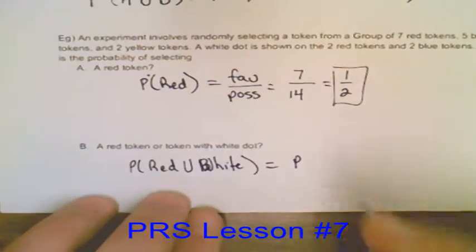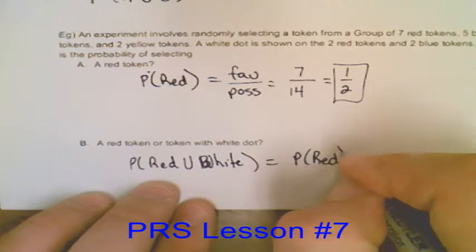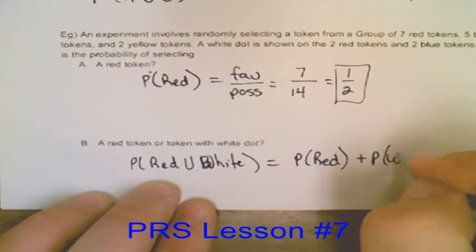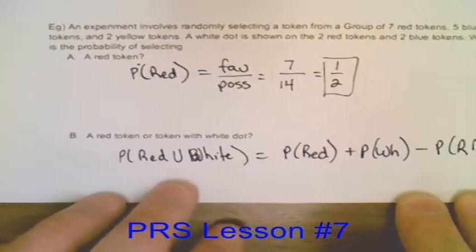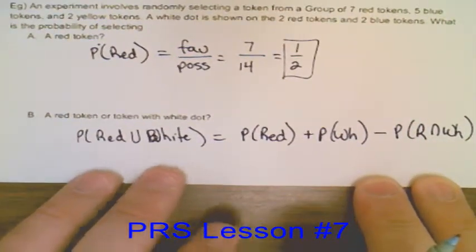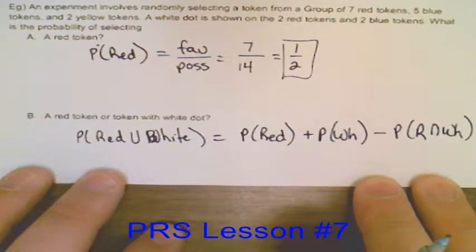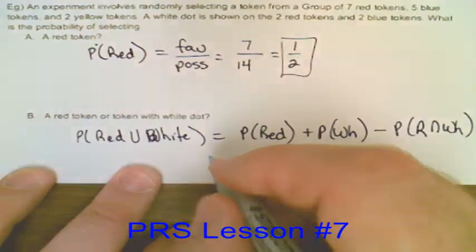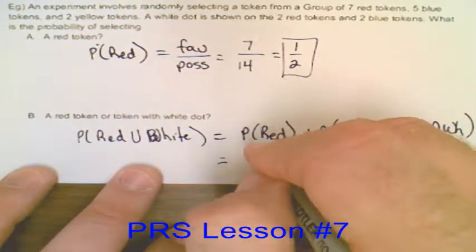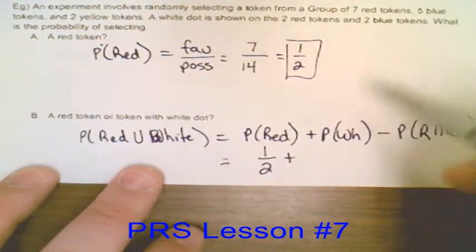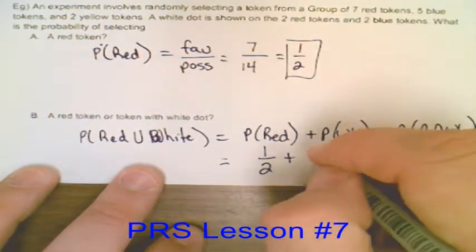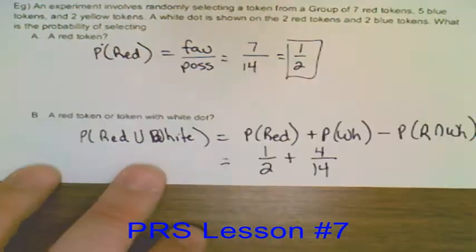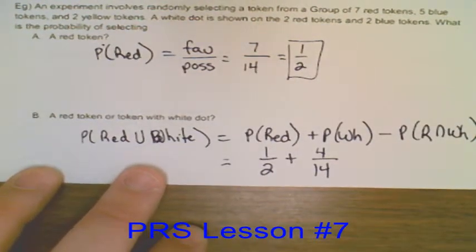So the probability of a red union a white dot is going to be the probability of a red token, which I just did, plus the probability of drawing a white dot token, minus the probability of having red and white dots. Okay? I've got to count those ones because some of those white dots are going to be red. So this is a non-mutually exclusive situation. The probability of drawing a red token I actually did up here. It's 1/2, so I'm just copying it.